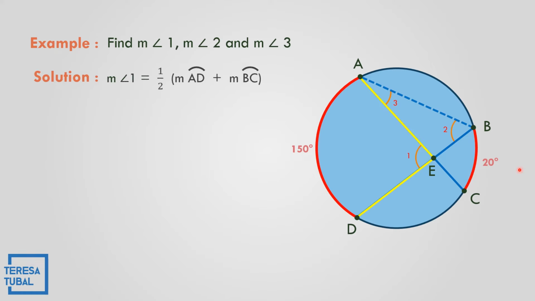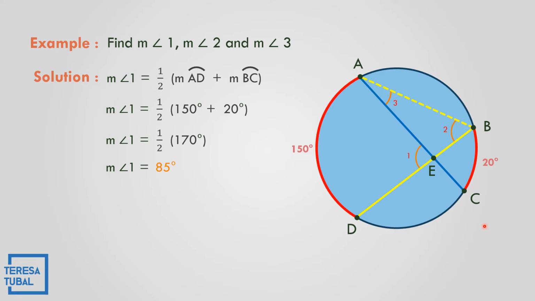So first, we need to solve the measure of the angle 1. We need to add arc AB plus the arc BC, divided by 2. If we add 150 degrees plus 20 degrees, the answer is equal to 170 degrees. 170 degrees times 1/2, or 170 degrees divided by 2, the answer is equal to 85 degrees. So the measure of the angle 1 is equal to 85 degrees.